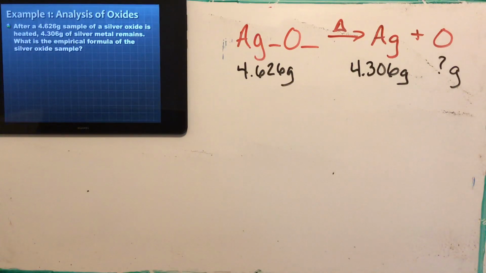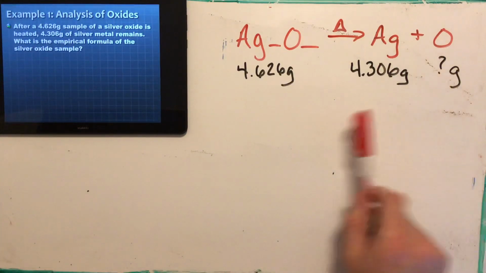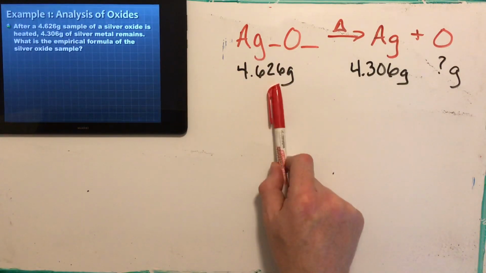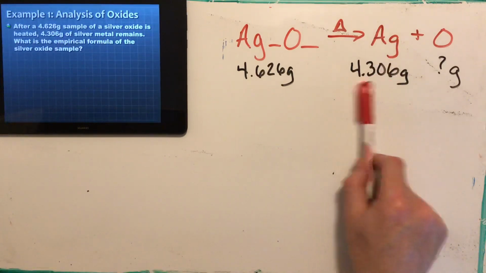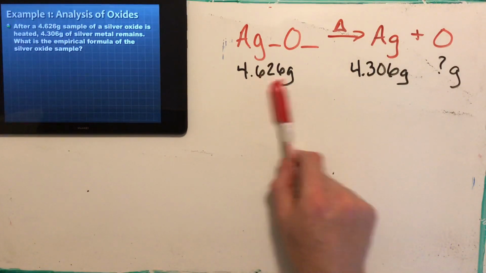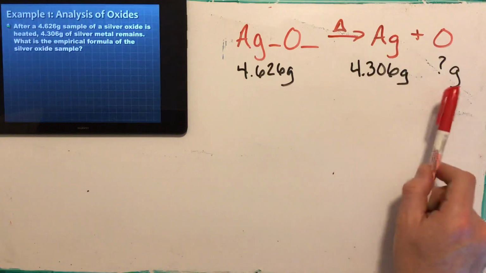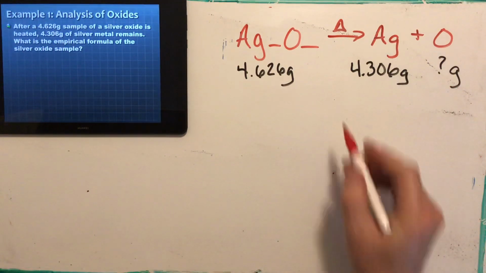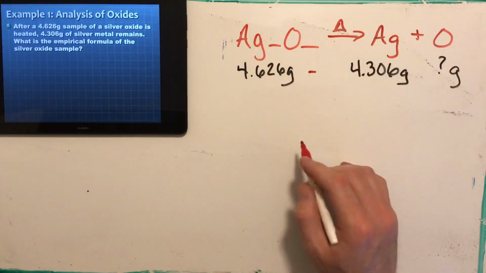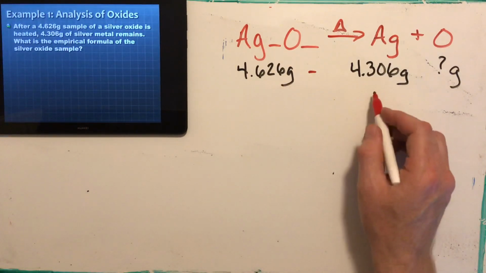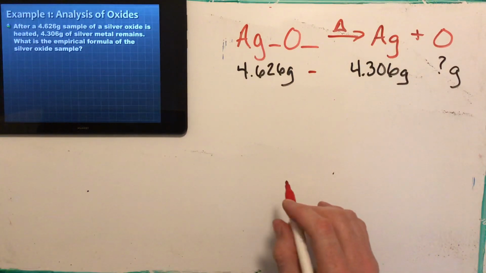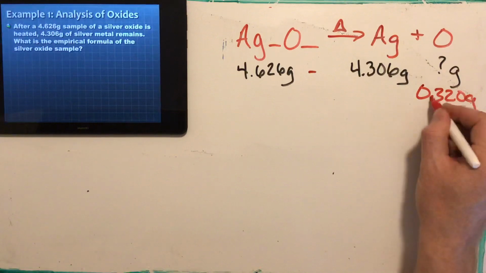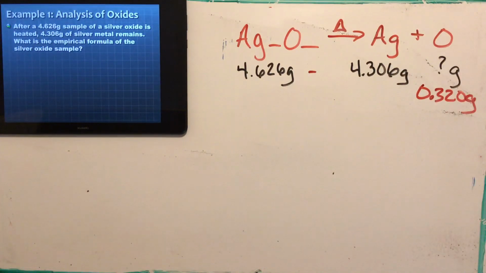But you're probably already thinking it's pretty easy to find the mass of this. You just take the two of them together. The Ag and the O together were this. The silver represents that part of it. So if I take this number and subtract this number, I'll get this number, right? So we'll do that very quickly. This minus this, if I put that into the calculator, I end up with 0.320 grams of the oxygen. All right?